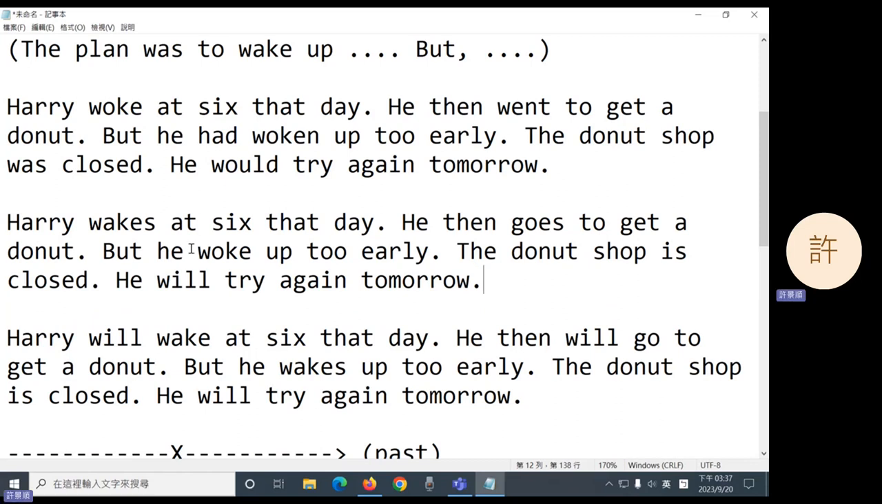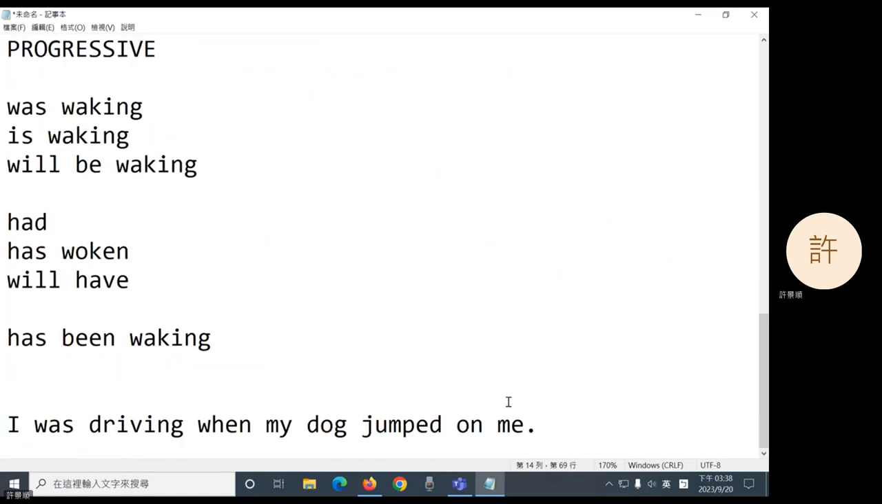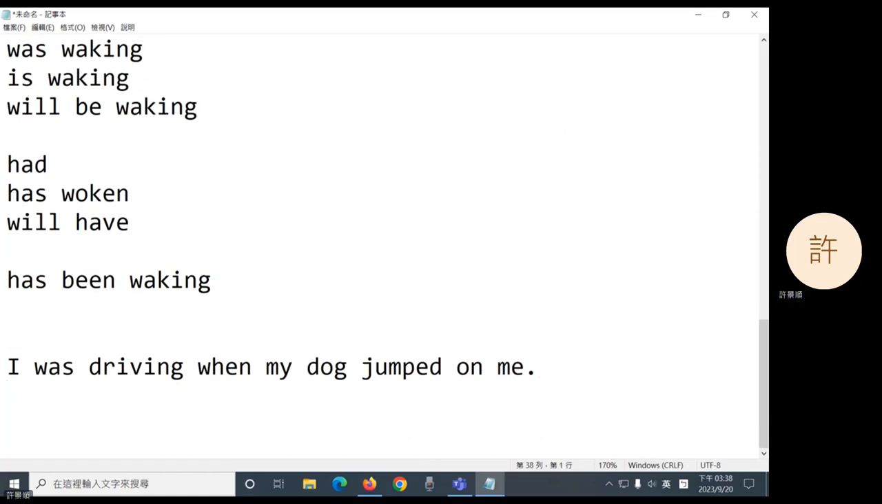he was driving or he will be driving. If your whole story was in the past, you would say he had been driving or he would be driving. Same rule. And in the future, he is driving and he will be driving. Now, there's only one exception. This thing.